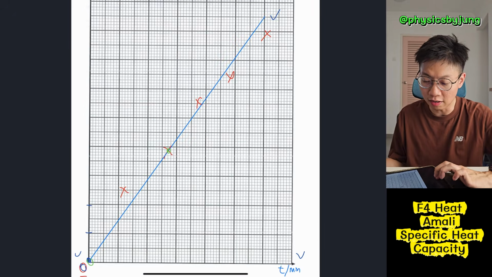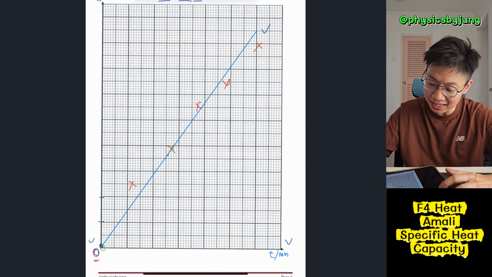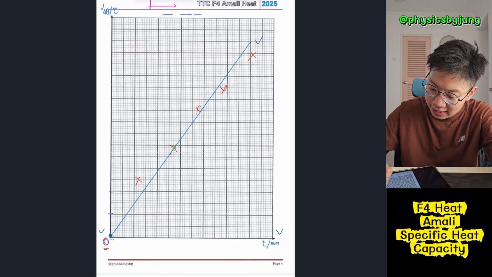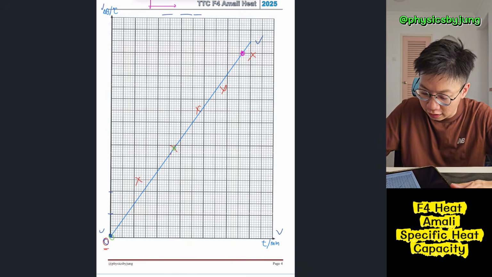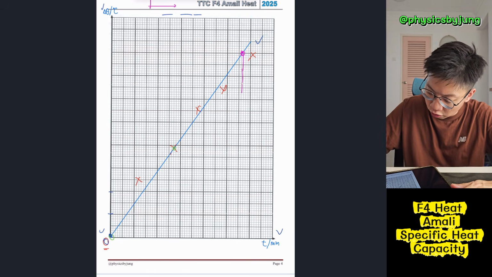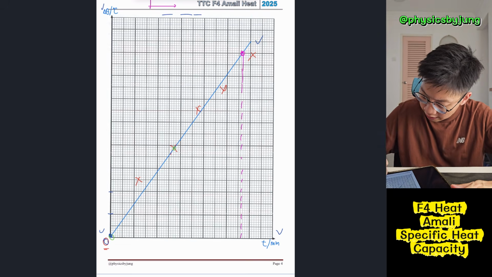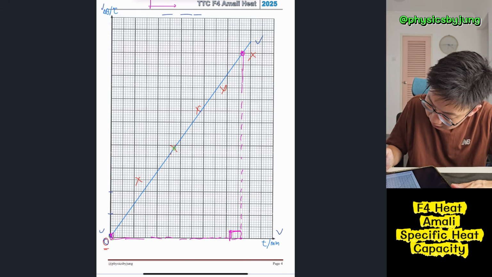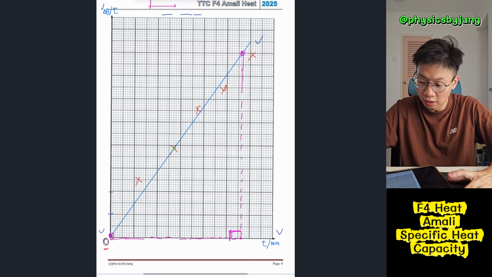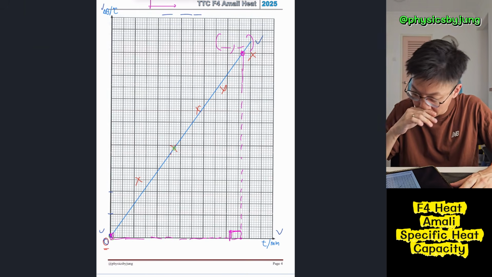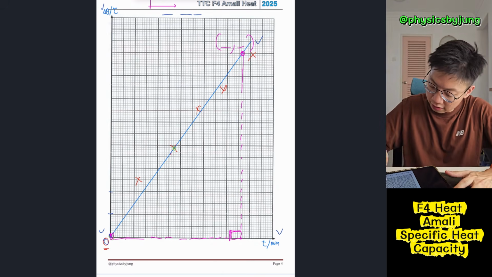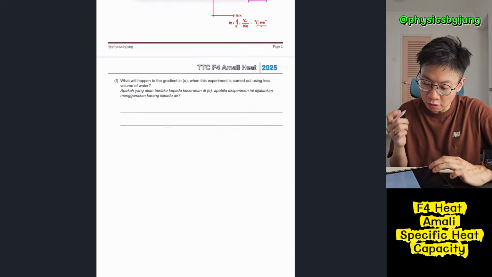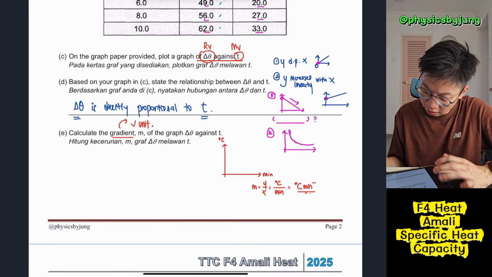When we do gradient calculation, we always need to draw a triangle. Let's say you take any point you like, you take this point, and then you draw your dotted line all the way down. The smart people will take the origin, guys. Why? Because the origin is the 0 coordinate. So this is your triangle. You can write out this coordinate. This is your 90-degree triangle, with the dotted line.